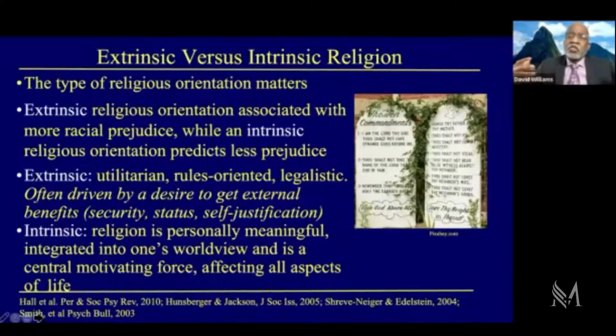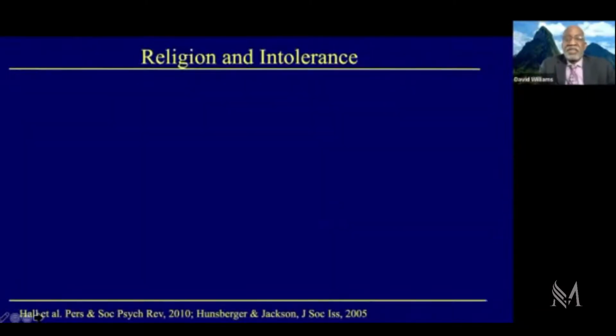For people who are extrinsically religious, their religion is utilitarian, it's rules-oriented, it's legalistic, it's driven by a desire to show their status and show that they are upright, as opposed to intrinsically religious people for whom religion is something personal, integrated into their worldview, and is a central motivating force in their life and affecting all aspects of their lives. And what the research found was that intrinsically religious people were less prejudiced. The problem is most Christians in the United States are extrinsically religious.